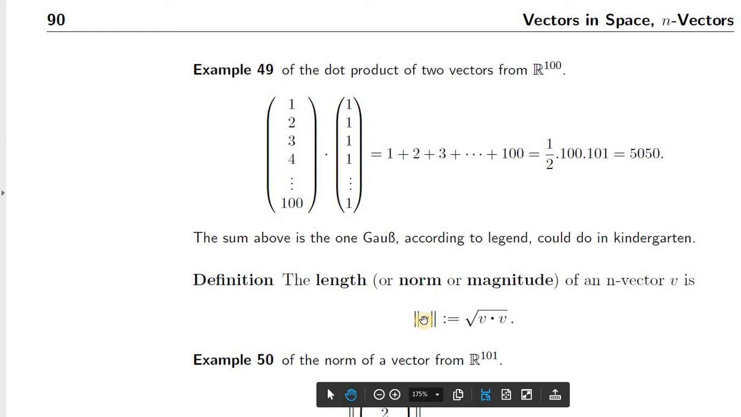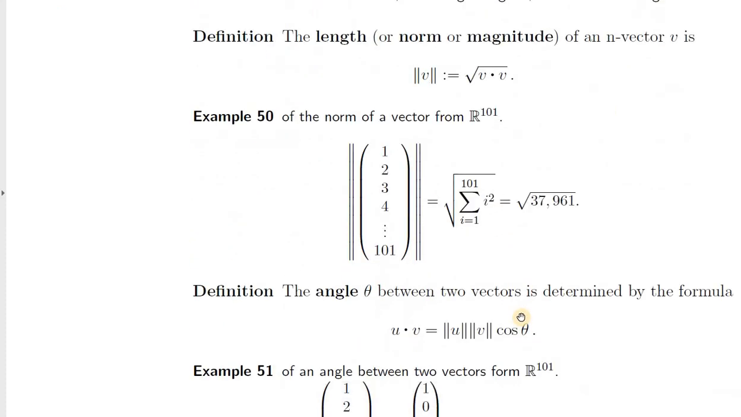So the length is the square root of v dot v, and v dot v is the sum of the squares of the components of v. Look at this example here. If I take the length of this vector, I take the sum of squares of components, so that's 1 squared plus 2 squared plus 3 squared, all the way up to 101 squared. And then to get the length, I have to take the square root of the result.